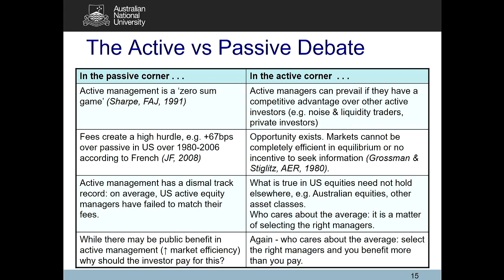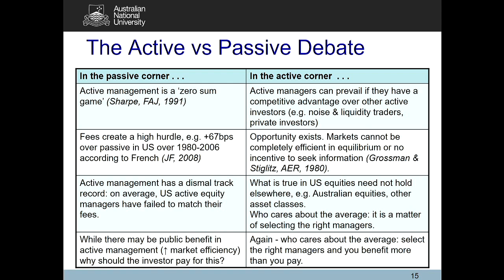Okay, so the passive people then say, well, that's a really good theoretical argument, but look at your track record. I mean, in the US, the average active fund underperforms their passive counterpart significantly after fees. And the active guys say, well, okay, first of all, what's true in the US doesn't need to be true anywhere else. So in Australia, small cap managers do really well in the active space.